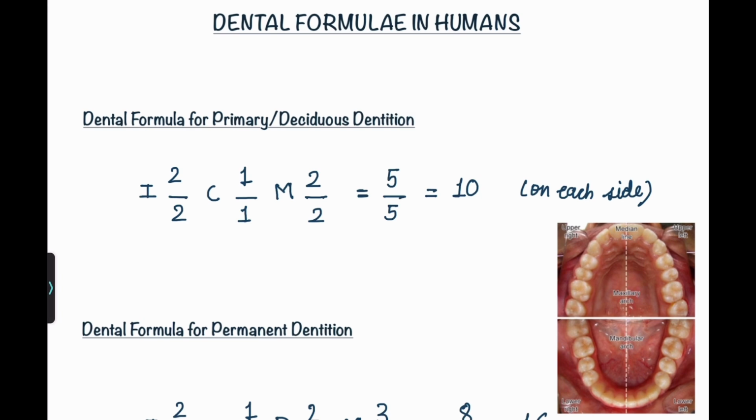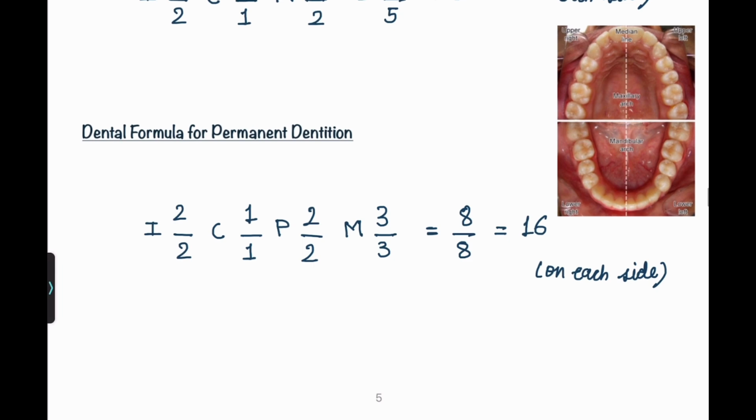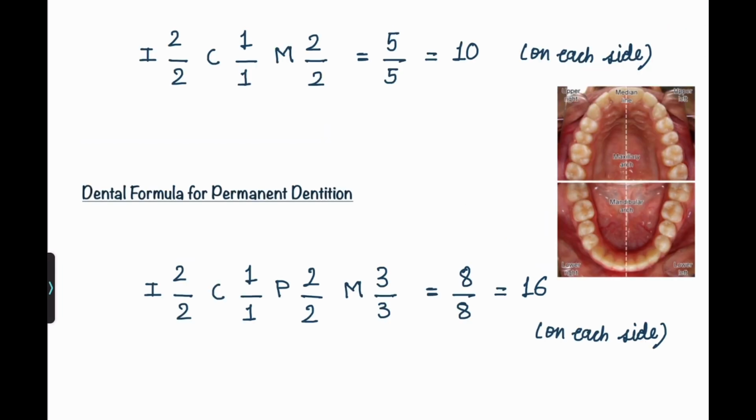There are 10 teeth on each side of the midline, and thus adding to the total of 20 teeth in deciduous dentition. Dental formula for permanent dentition. In permanent dentition, the premolars are present in addition to incisors, canine, and molars. The number of molar teeth is increased to 3.